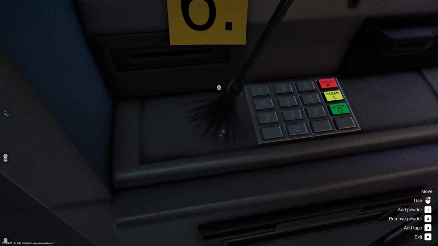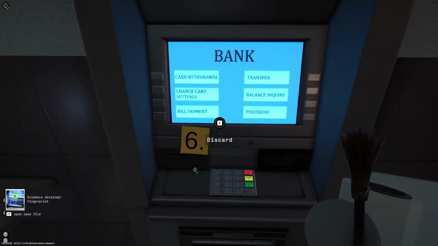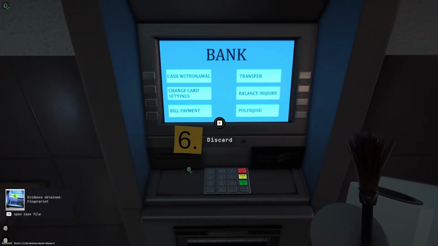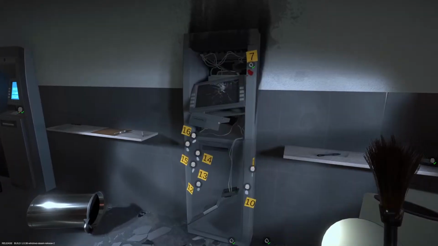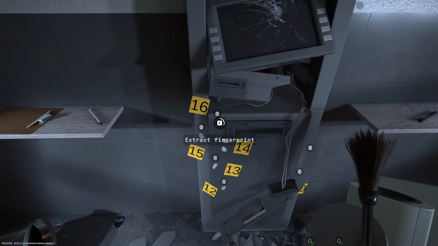Well, I want to read the screen of the ATM, see what that says. Cash withdrawal, transfer, change card setting, bill payment, balance inquiry, polysquid. What the hell is polysquid?